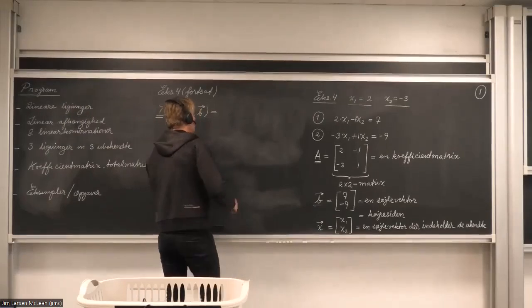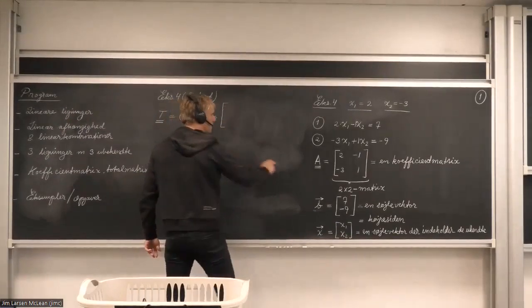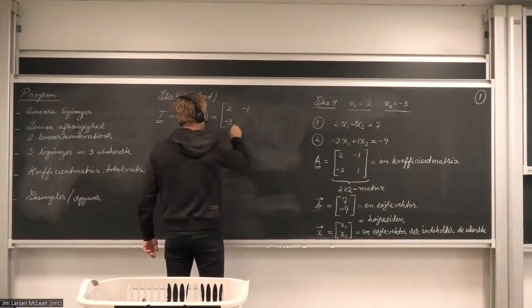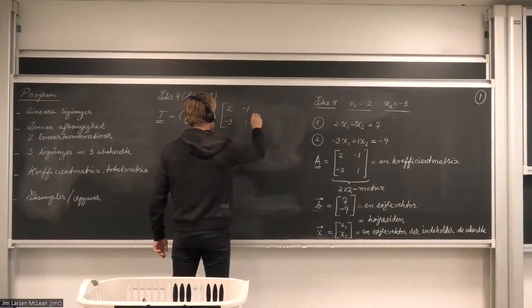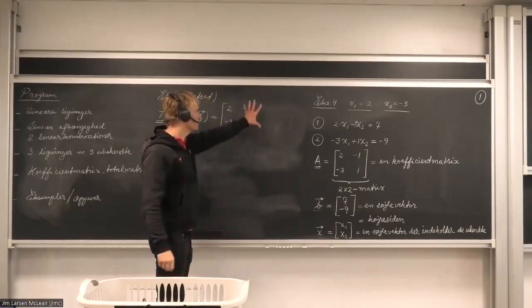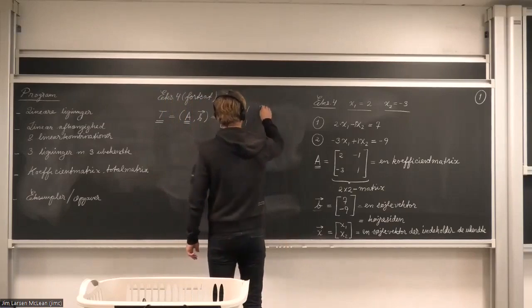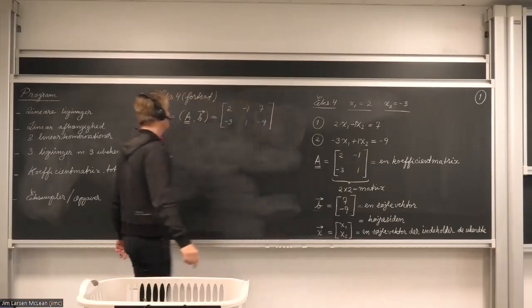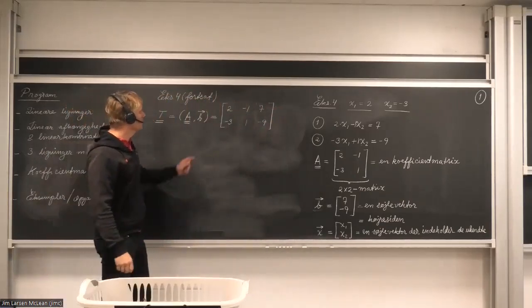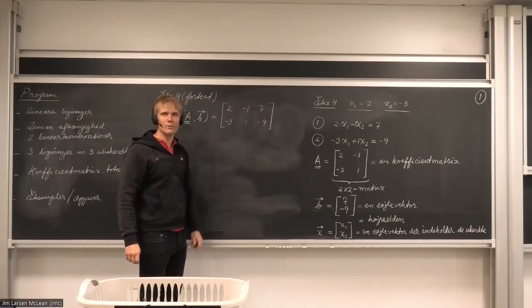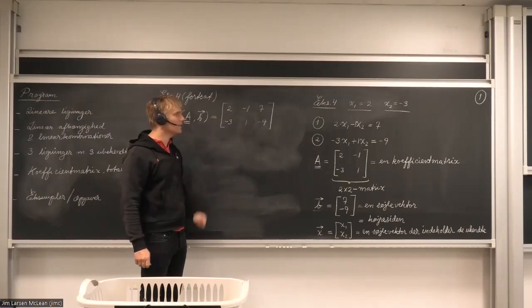So it will read 2, minus 1, minus 3 and 1, and then you draw a dotted line, and then you write the right side, so you merge it into the total matrix. Here it should say 7, and here it should say minus 9. And as you saw last time, all it takes is to write up the augmented matrix and work with it to solve the system of equations. Because here is all the information about this particular system of equations.